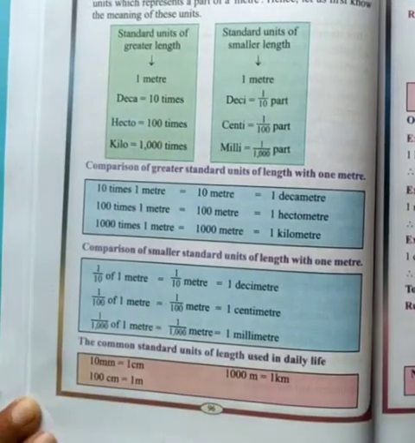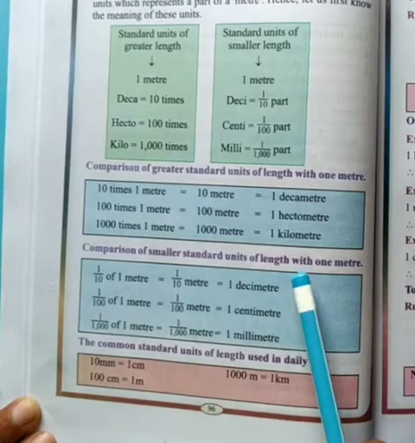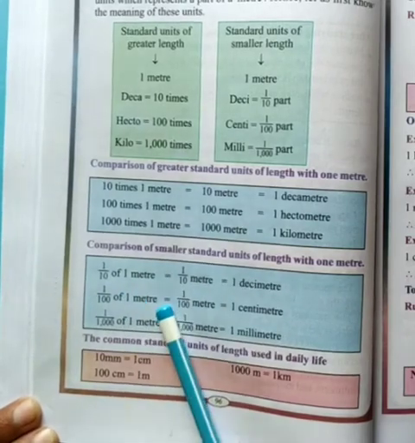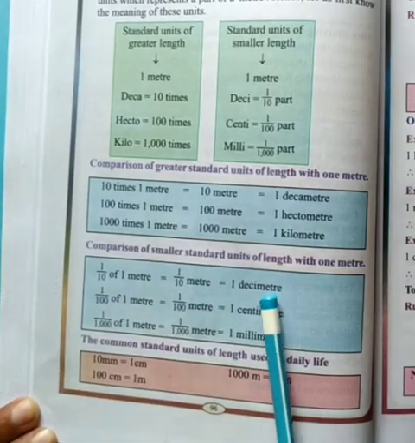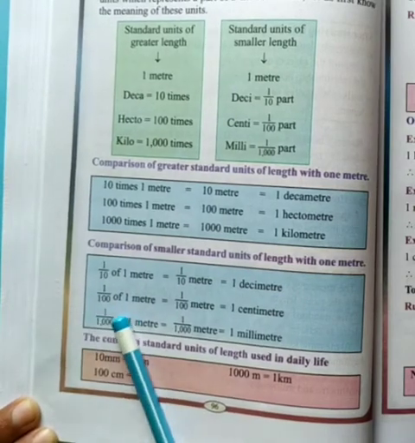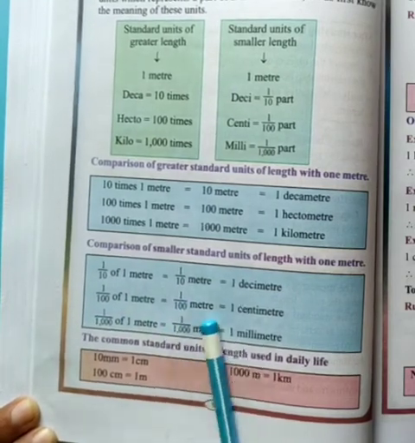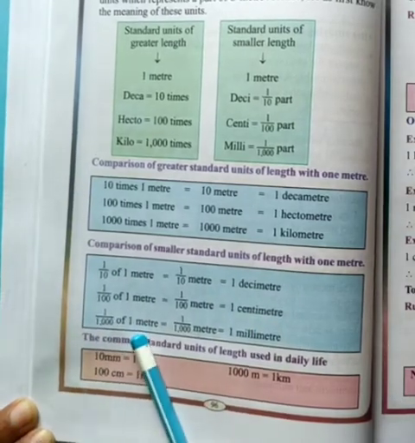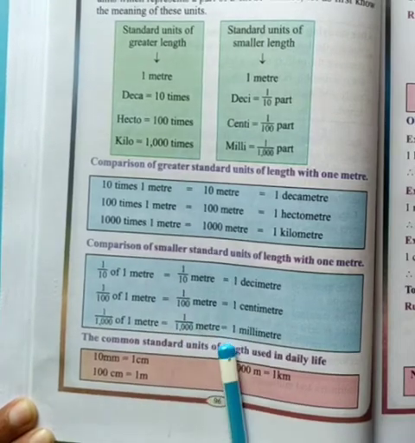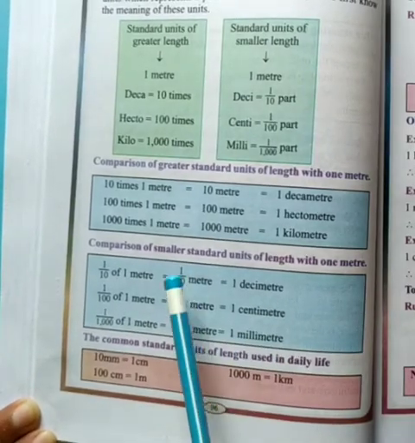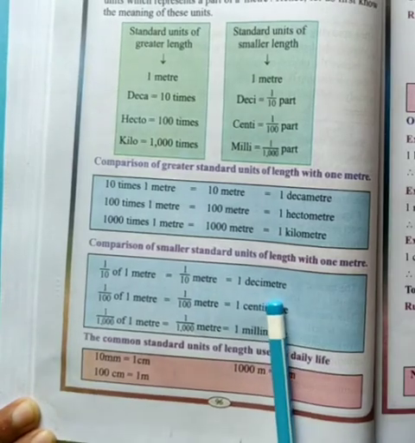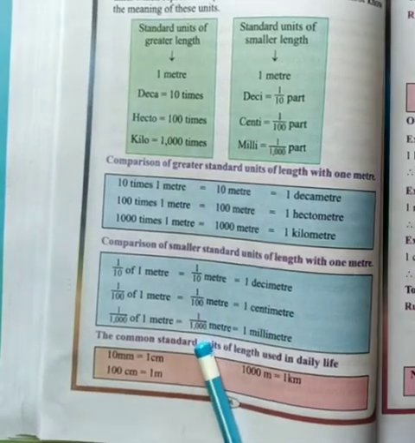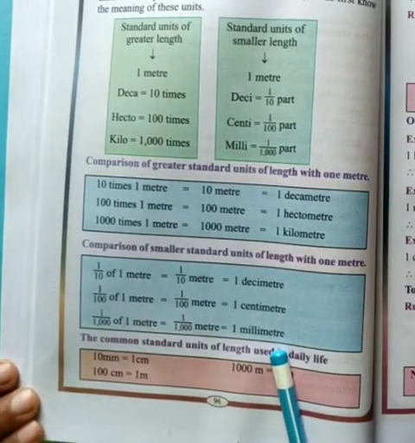Next we will see the comparison of the smaller standard units of length with 1 meter. 1 by 10th of 1 meter is equal to 1 by 10 meter, that is equal to 1 decimeter. 1 by 100 of 1 meter is equal to 1 by 100 meter, that is equal to 1 centimeter. 1 by 1000 of 1 meter is equal to 1 by 1000 meter, that is equal to 1 millimeter. So 1 by 10 meter is 1 decimeter, 1 by 100 meter is 1 centimeter, 1 by 1000 meter is 1 millimeter.